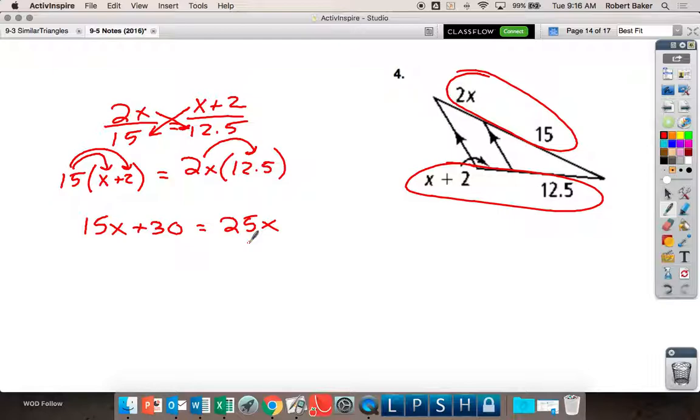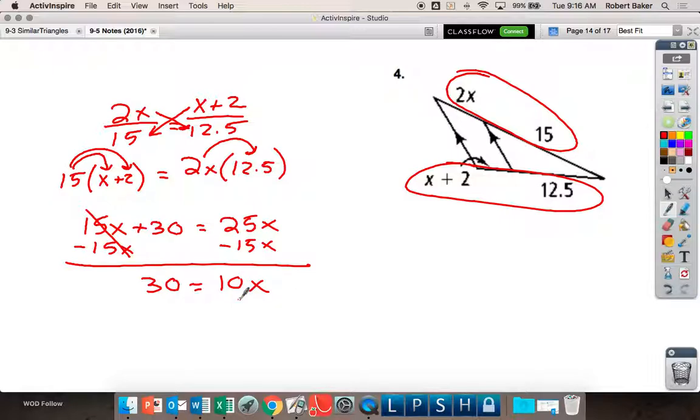So you need to get all the x's on the same side. Subtract 15x from both sides. Twenty-five x's minus 15 x's is 10 x's. Oh, it's not that bad. Divide both sides by 10. X equals 3.